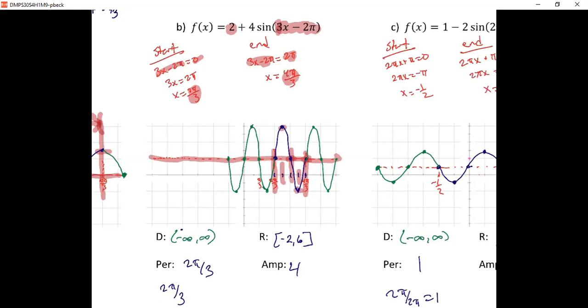Just as a quick check, if I factored out 3, this is x minus 2 pi over 3. So that means it's a shift right 2 pi over 3, which is exactly what we did.